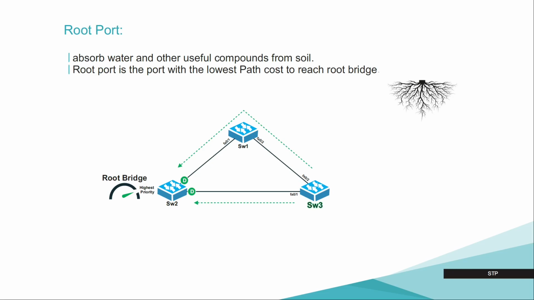After that, we need to define the root port. The root of a tree absorbs water and other useful compounds from the soil, so the tree root should be the closest thing to the soil. Same thing in Spanning Tree Protocol: the root port is the port with the lowest path cost to reach the root bridge. The root port should be the closest port to the root bridge for each switch. So let's see which port will be the root port for switch 3 first. As you can see, switch 3 has 2 paths to reach the root bridge.